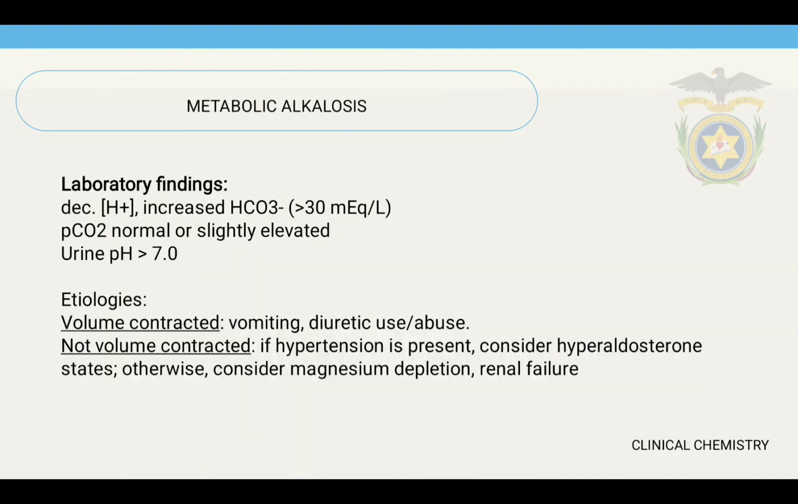For your metabolic alkalosis, general laboratory findings include decreased hydrogen, increased bicarbonate, the PCO2 is normal or slightly elevated, and urine pH is greater than 7. For the etiologies, volume contracted due to vomiting, diuretic use or abuse, and the volume is not contracted if hypertension is present, consider hyperaldosterone states, otherwise consider magnesium depletion or renal failure.